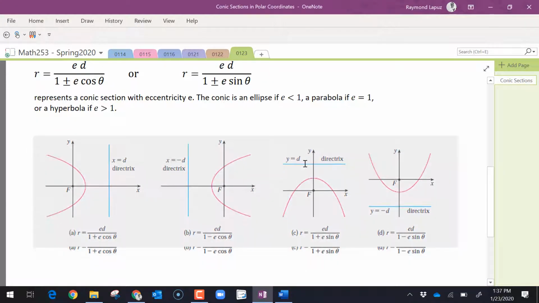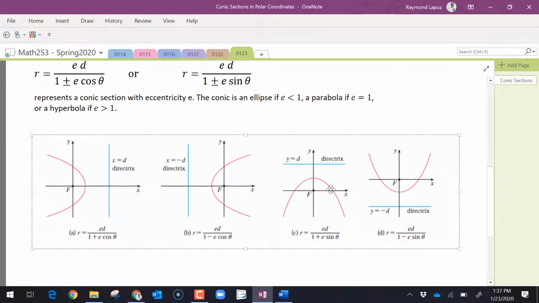Your directrix is going to be described by the line x or y equals D, whatever D is, depending on whether the directrix is supposed to be vertical or horizontal. I did that wrong, I just did a cross thing. That's going to be your directrix, an equation where some number is just equal to D.